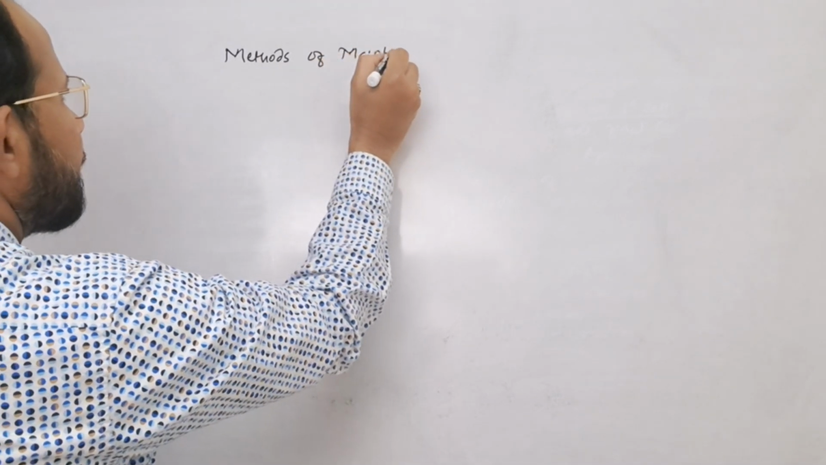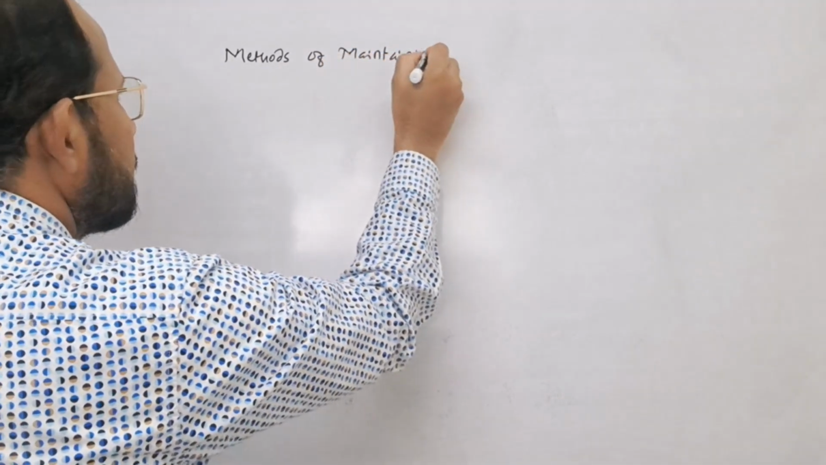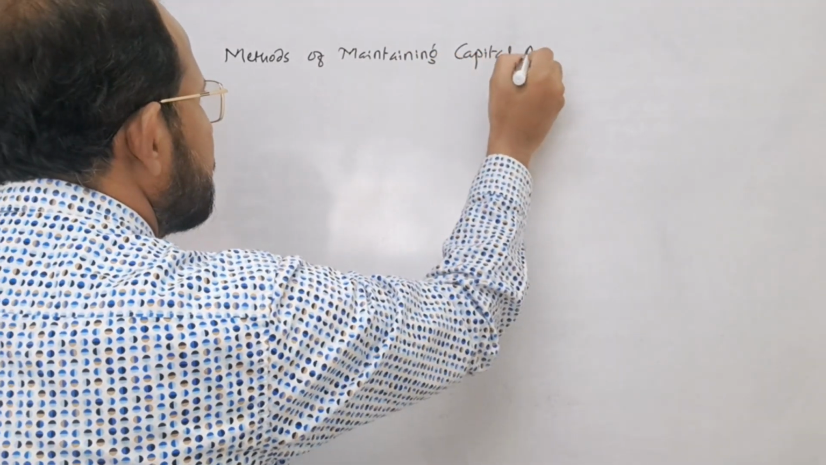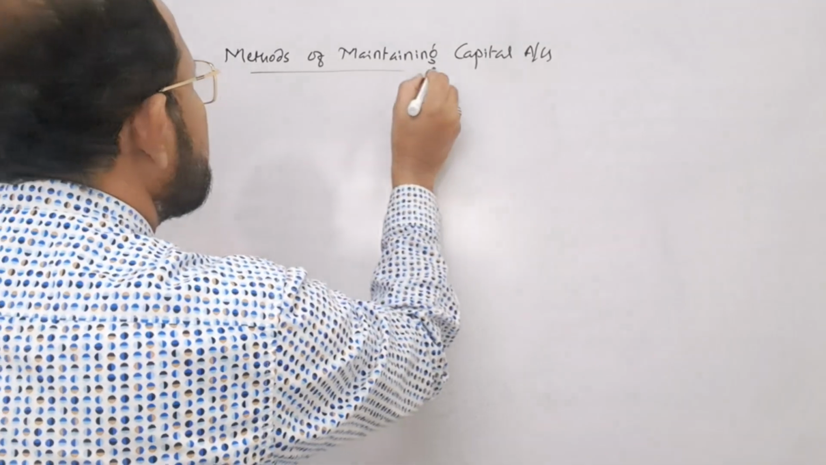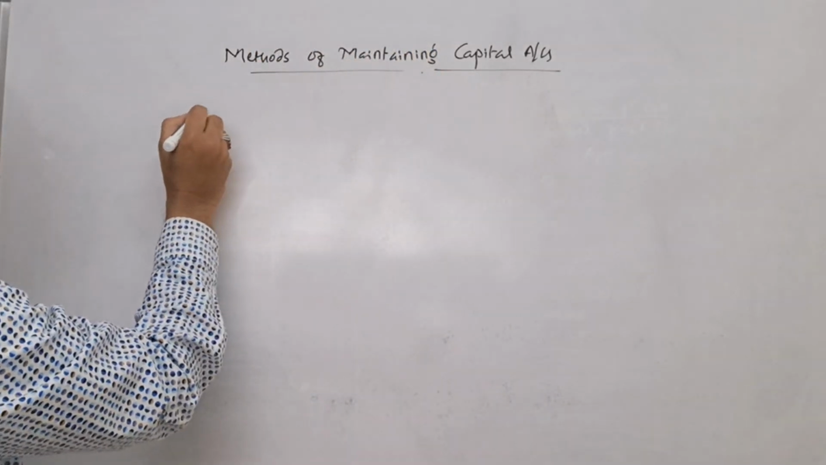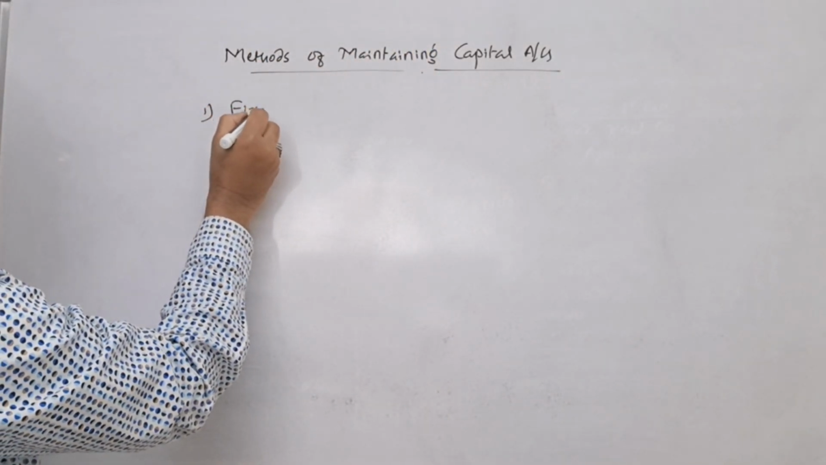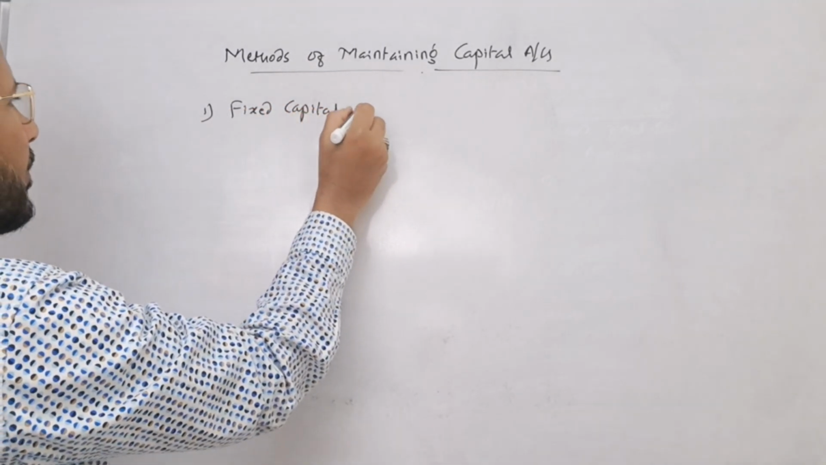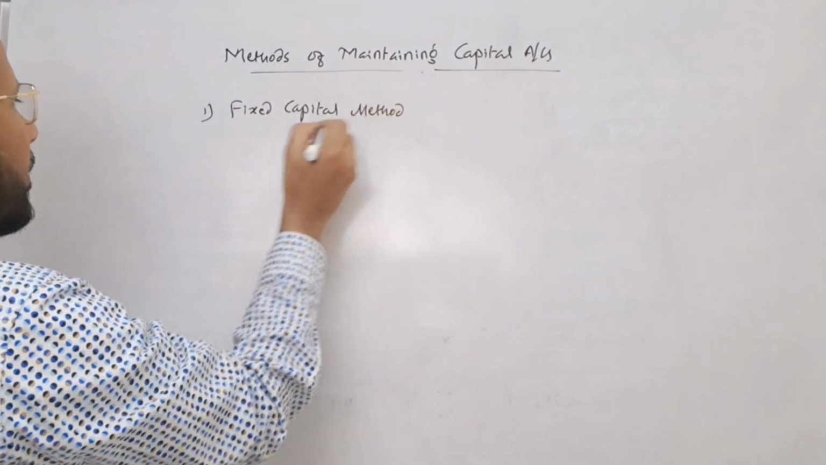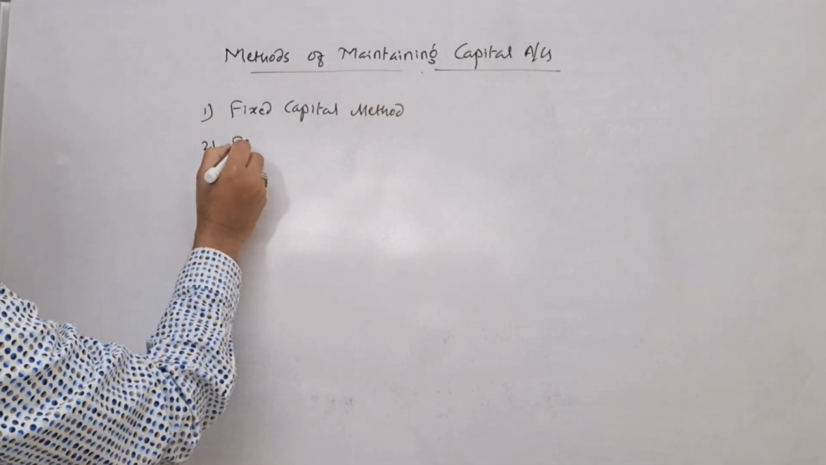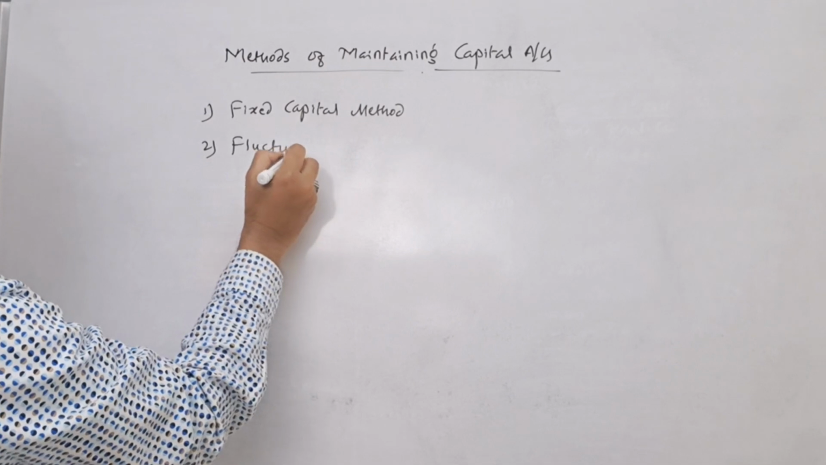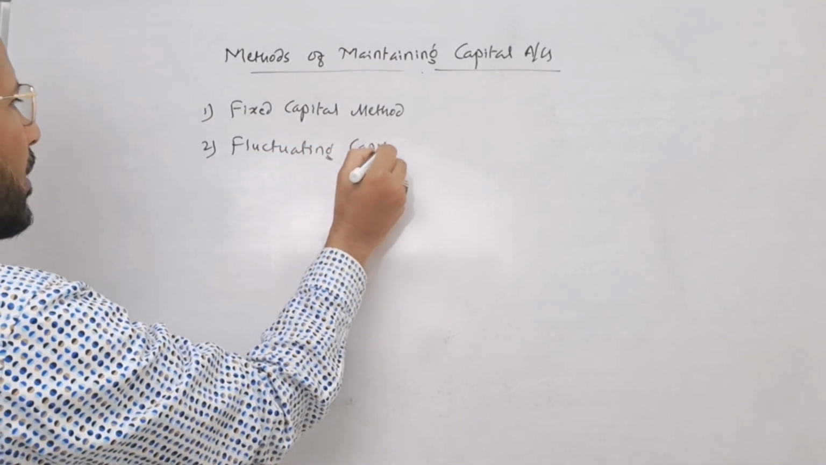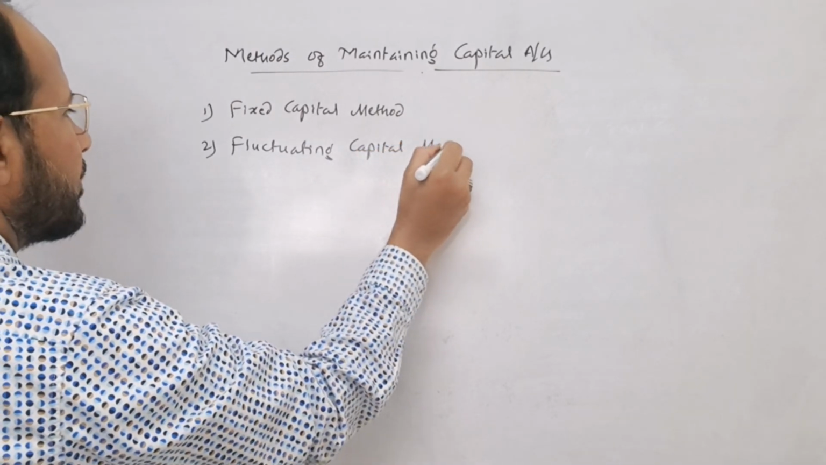Methods of maintaining capital accounts. First one is fixed capital method. Second one is fluctuating capital method.